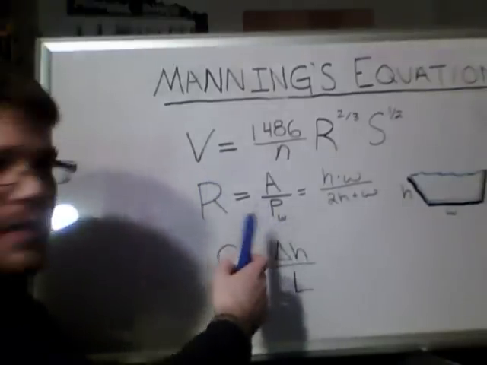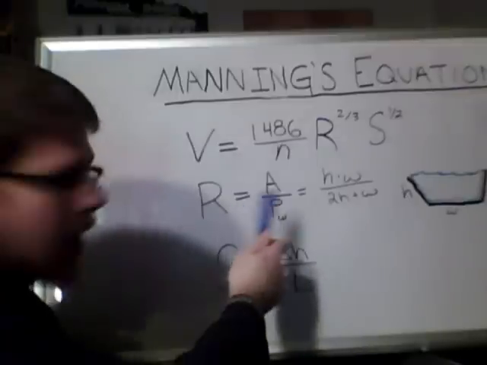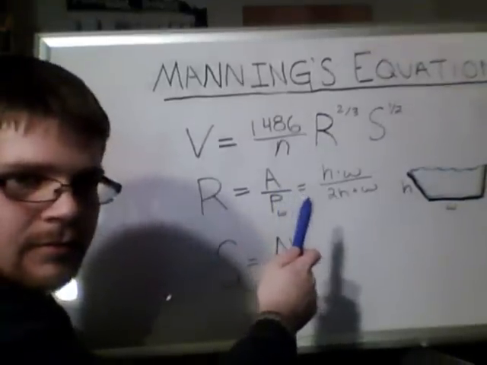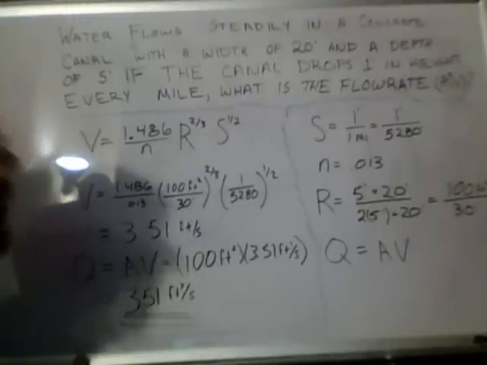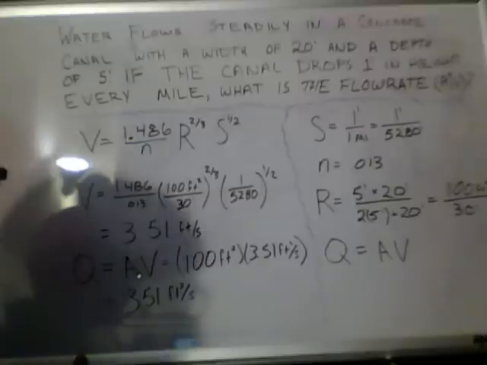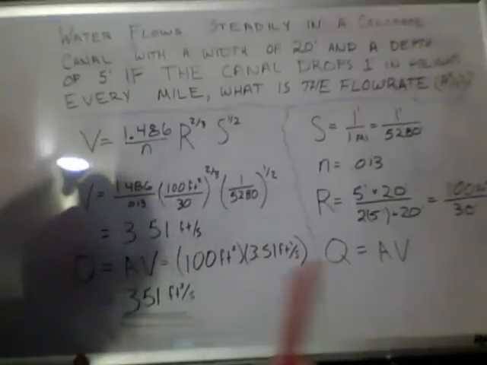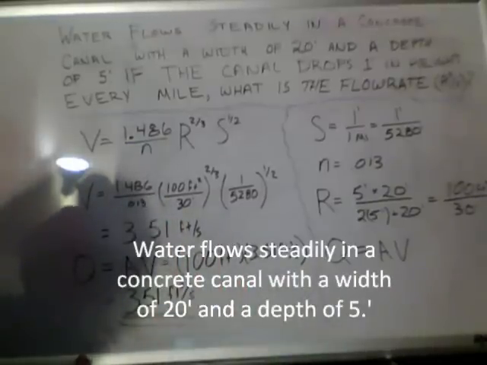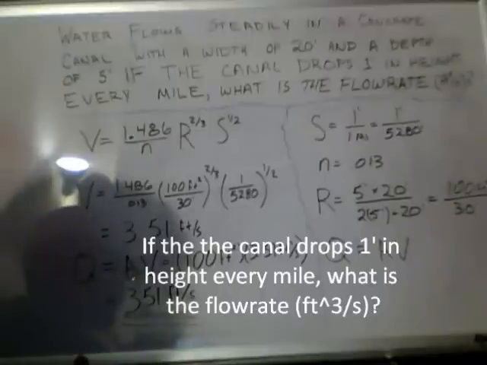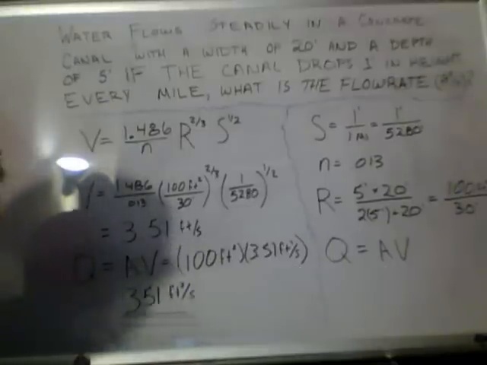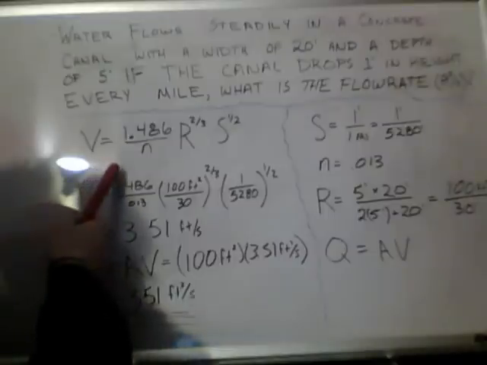So now we'll continue on and look at a worked out problem where we're going to find the velocity. Alright, so here we are with our set up Manning's equation problem. I'll just read you the problem statement in case you can't read it on the screen. It says, water flows steadily in a concrete canal with a width of 20 feet and a depth of 5 feet. If the canal drops 1 foot in height for every mile, what is the flow rate in cubic feet per second?